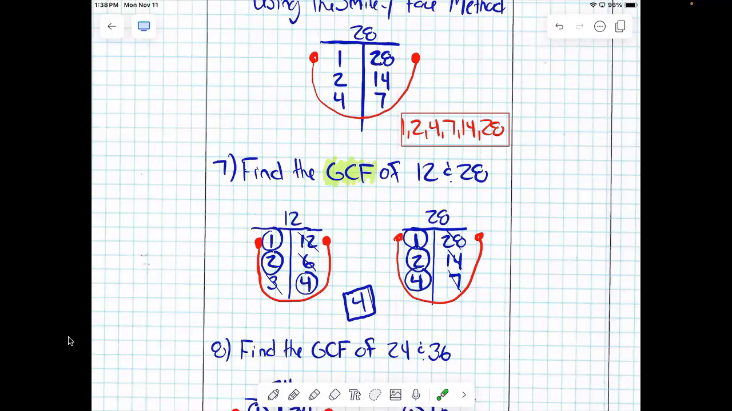So the biggest number that we have circled is 4. So what's the GCF? 4. GCF is what again? Greatest common factor, which in this case was a 4.